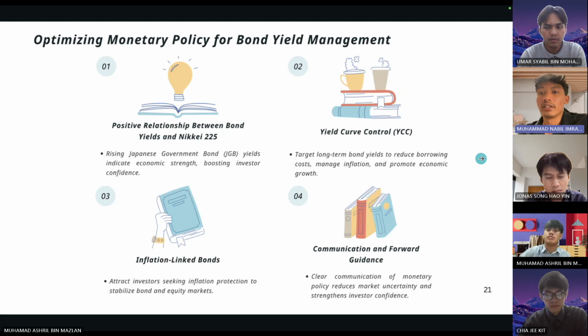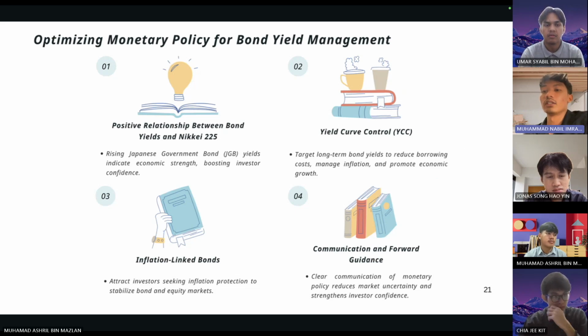And the third one is communication and forward guidance. Clear and transparent communication regarding monetary policy is very essential. Forward guidance from the Bank of Japan helps to reduce market uncertainty and enhance investor confidence. When investors understand the central bank's inflation control strategies, they respond more positively, thus minimizing the adverse effects of bond yield fluctuations. Next slide.